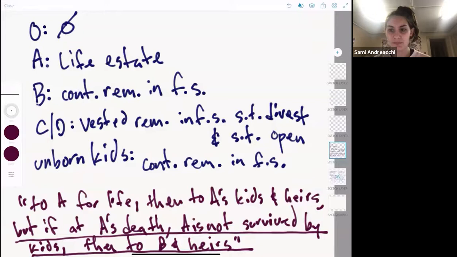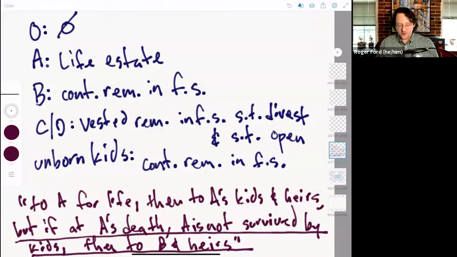So I'll just say, this set of interests that we have up here on the screen is correct. We do have a contingent remainder in B, we do have a vested remainder subject to open and to divestment in C and D. We do have a contingent remainder in the unborn kids, and the reversion in O has gone poof at that point because the loophole has been closed.